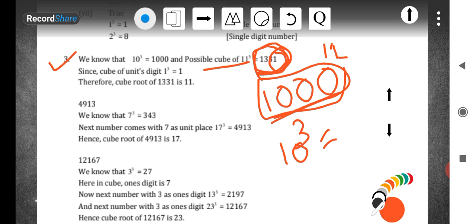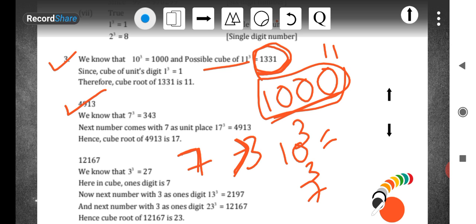What is given here? Here it is given 4913. So let us check this question. What do we know? We know a number, here it is 3, isn't it? 3 is the last digit. If 3 is the last digit, then that number is the cube of a number with unit digit 7, because the cube of a number with unit digit 7 will end with 3. We know this, isn't it?